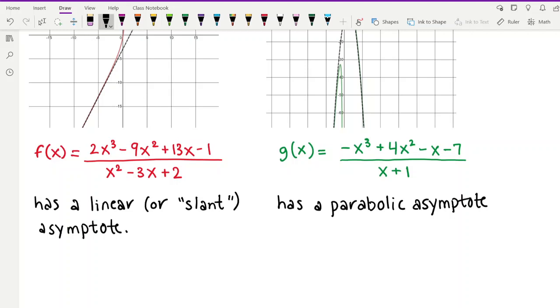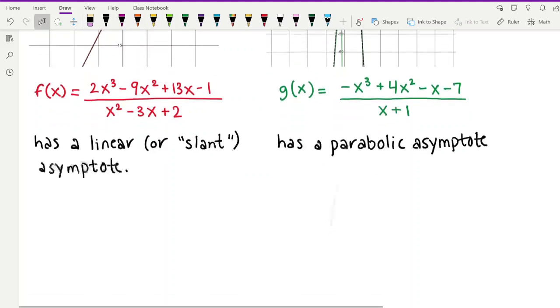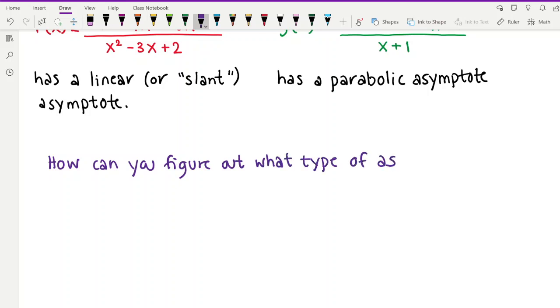And basically, you can have any kind of polynomial function as your asymptote. You could have an asymptote that is a cubic function, a degree 4 function, a degree 5 function, and so on. In this video, we're just going to focus on these two examples, but just know that you can have all sorts of different types of graph shapes as your asymptote. Okay, so the question that we're going to be focusing on in this video is, how can you figure out what type of asymptote a rational function has?